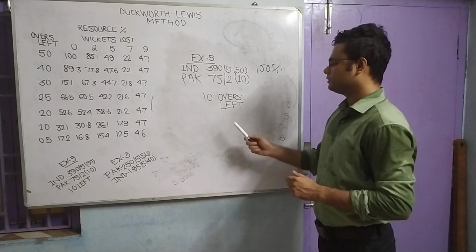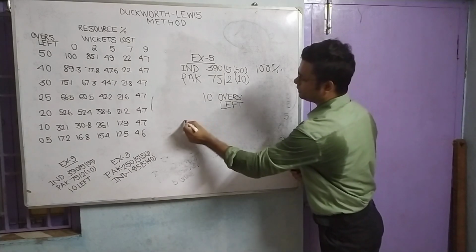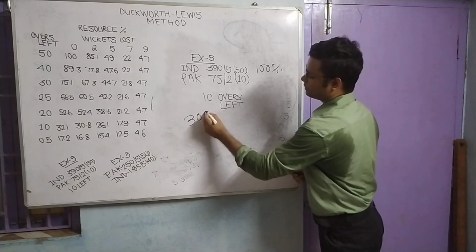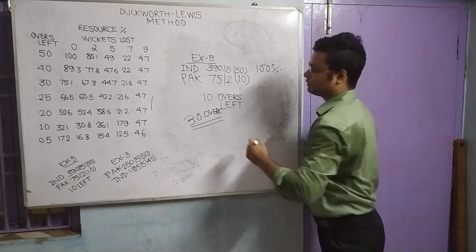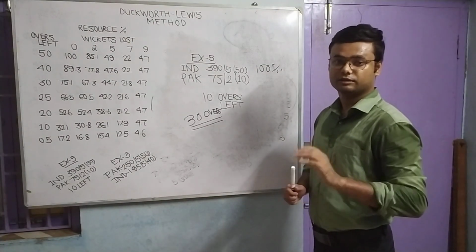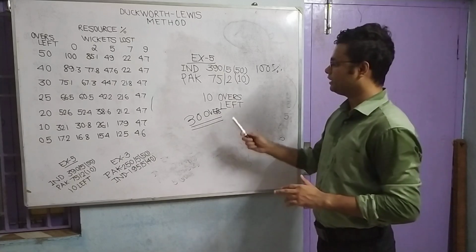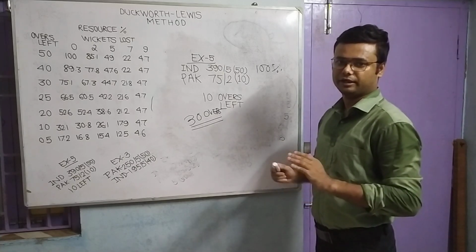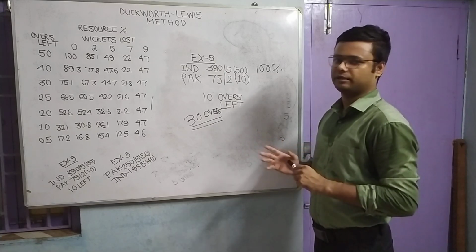As a result of rainfall, rain spoiled their 30 overs. 30 overs had been spoiled for Pakistan. So they had only 10 overs left when the rain disappeared. So what will be their revised target?